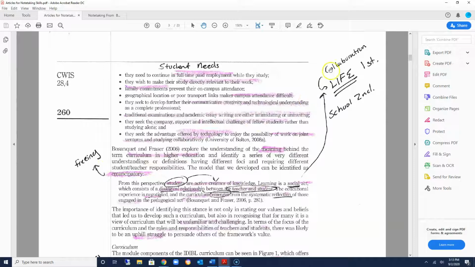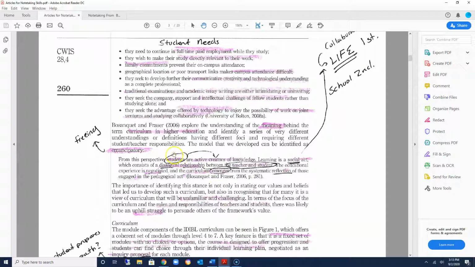And then I come over here and I'm talking about collaborating to make sure that life is first and school is second. And then again, students are the creators. I'm creating that connection so that when I read the word creator, I know that's talking about students. Learning is social. The teacher and student have to have a connection in order to develop the curriculum well.